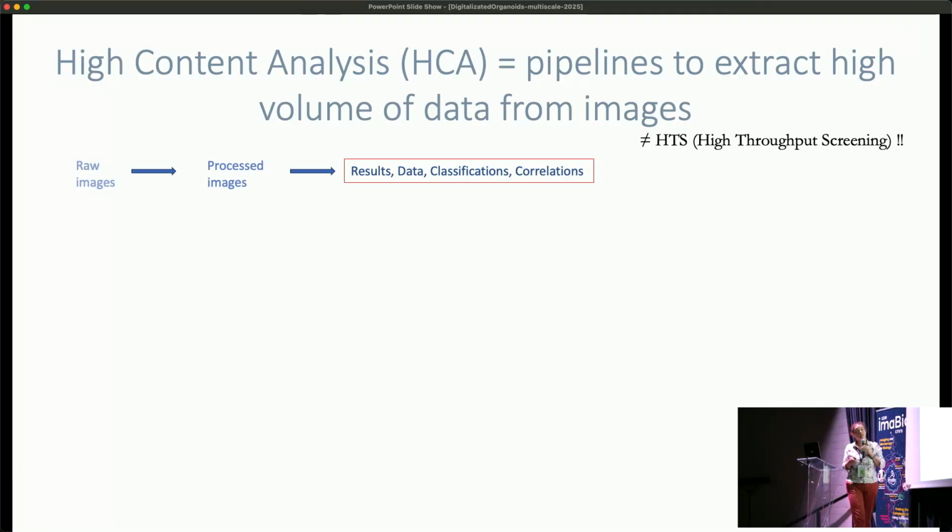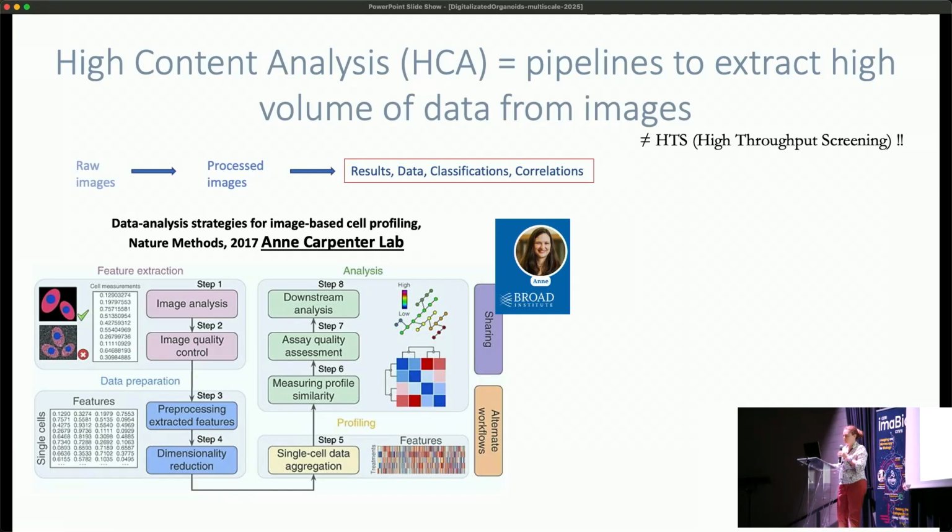This is clearly different from high throughput screening. High throughput screening means you have tens of thousands of compounds, of conditions that you want to test, and you want to be able to see which one is the best compared to the others. So it's a completely different domain and a different vocabulary.